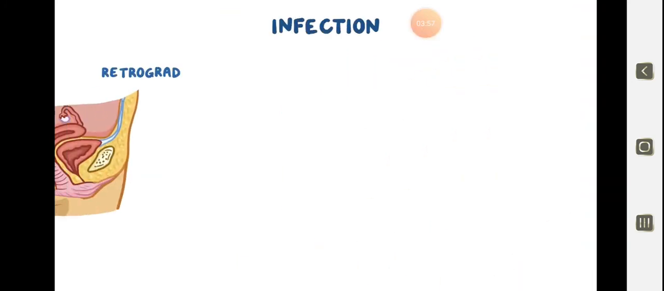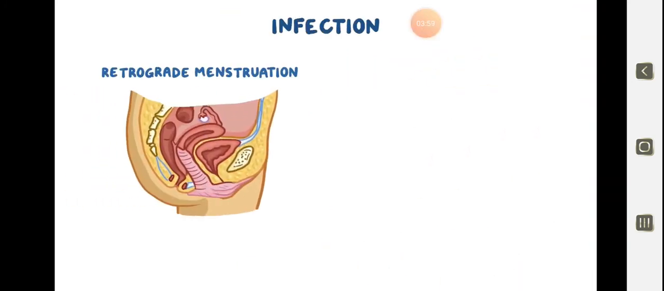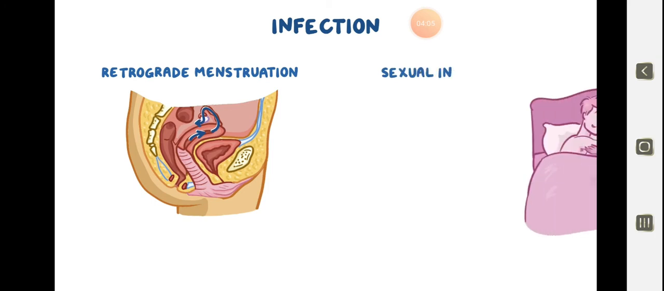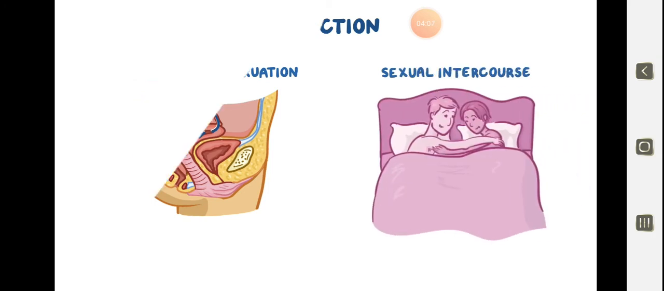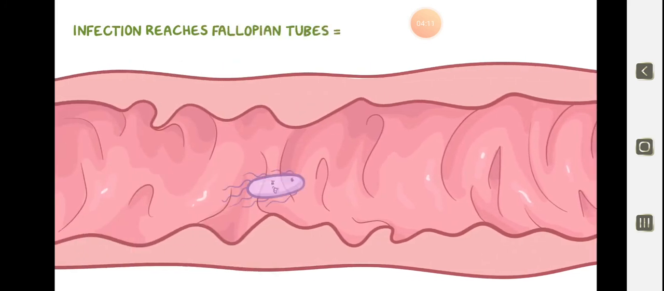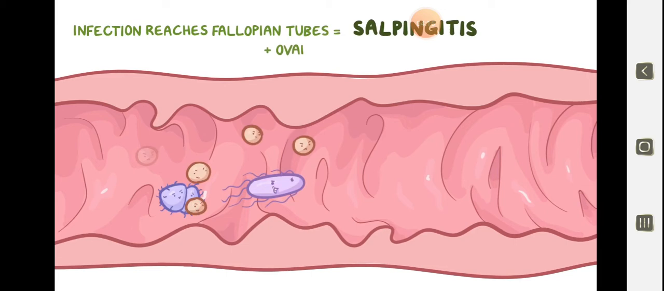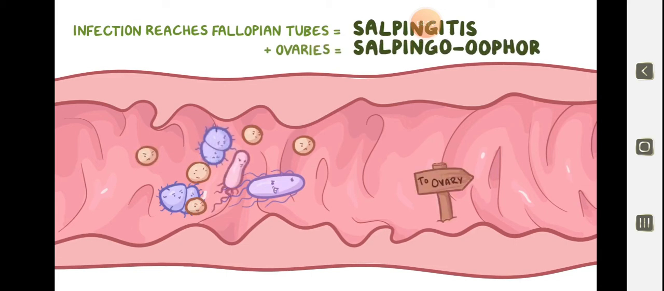Other factors contributing to an infection may be retrograde menstruation, which is when menstrual blood flows back through the fallopian tubes and into the pelvic cavity instead of out of the body, and also sexual intercourse. Now, PID is most problematic when the infection reaches the fallopian tubes, in which case it's called salpingitis. If it also affects the ovaries, it's called salpingo-oophoritis.